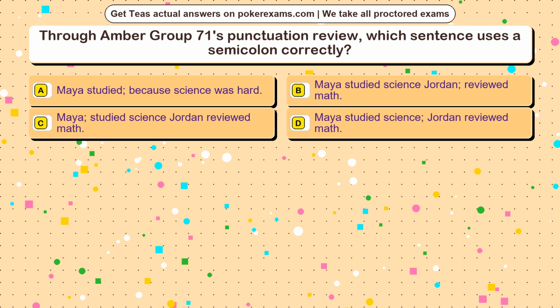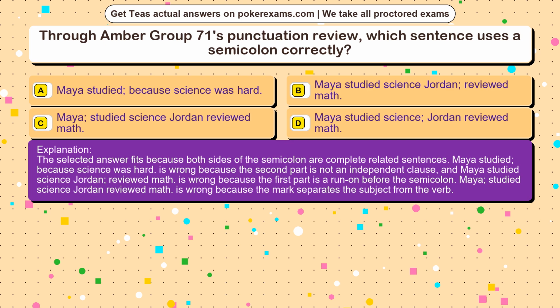The correct answer is option. The selected answer fits because both sides of the semicolon are complete related sentences. Maya studied, because science was hard, is wrong because the second part is not an independent clause, and Maya studied science, Jordan reviewed math, is wrong because the first part is a run-on before the semicolon. Maya studied science, Jordan reviewed math, is wrong because the mark separates the subject from the verb.